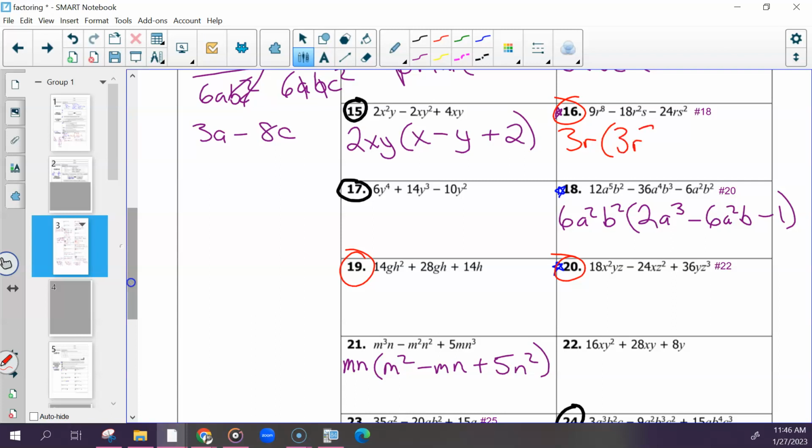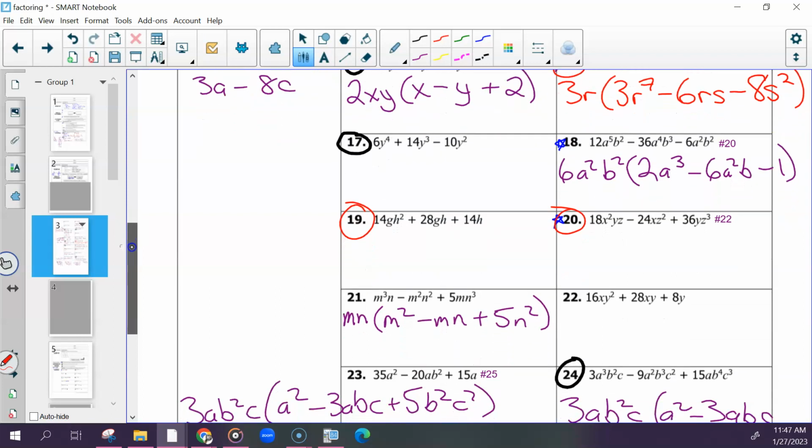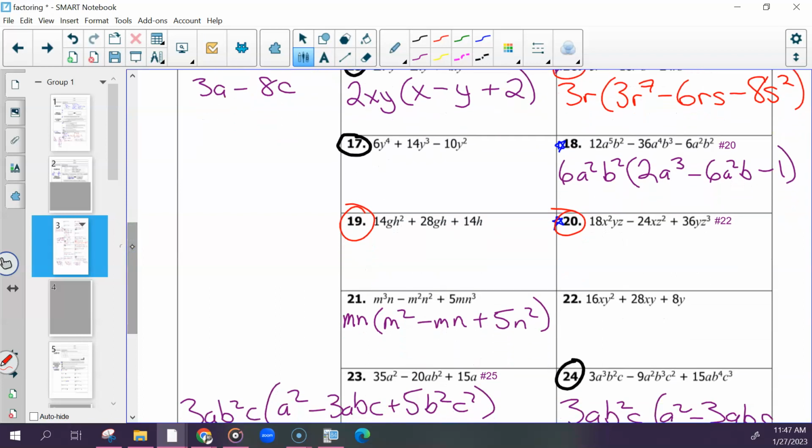R to the 7, correct? Minus 6. R. Correct. Minus 8. S squared. Correct. Questions on that one? For 19, highest number we can divide out of each?